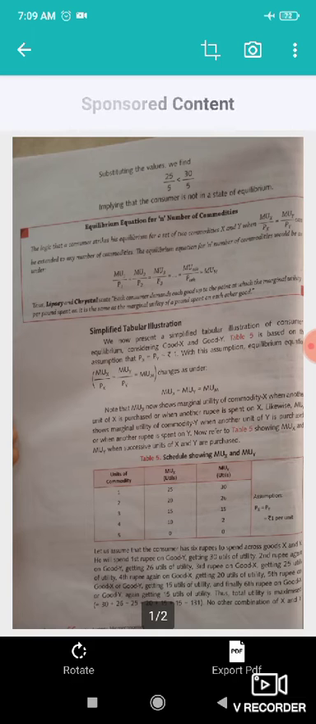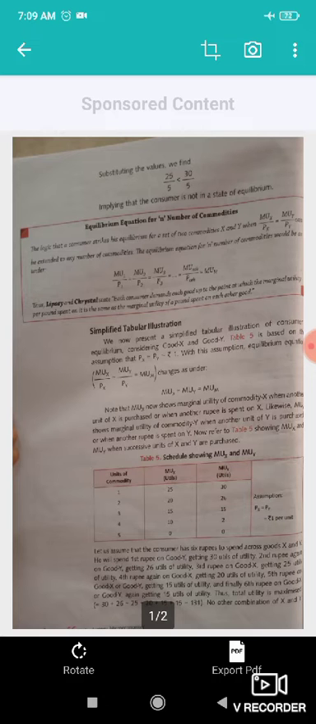Thus, Lipsey and Chrystal state each consumer demands each good up to the point at which the marginal utility per pound spent on it is the same as the marginal utility per pound spent on each other good. Is it clear? Okay, now a simplified tabular illustration.